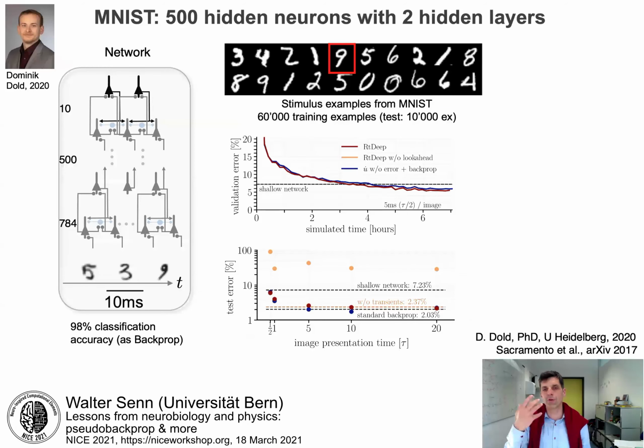We can do, of course, the classical MNIST with them. Let's work with Dominic Dold. And the nice thing is now that we can present those letters just for a short time, say 10 milliseconds, the same time constant of the neuron. So these networks are constantly changing their activity, and yet we do a good learning that is comparable with what the best feed-forward network for backprop actually is doing, because we do approximate backprop.